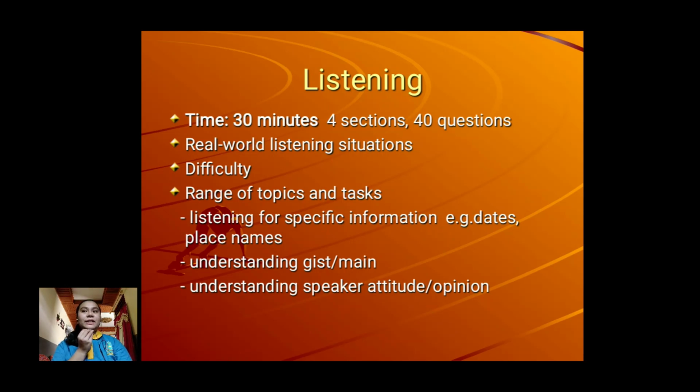Okay, next, we enter the first component, namely listening. The duration of the listening test is 30 minutes divided into 4 sessions with a total of 40 questions. Usually, participants will hear a message about things that are currently being discussed. Some of the things needed to be successful on this listening test include: first, listen carefully to the things conveyed, especially information that is specific in nature, such as dates and place names.